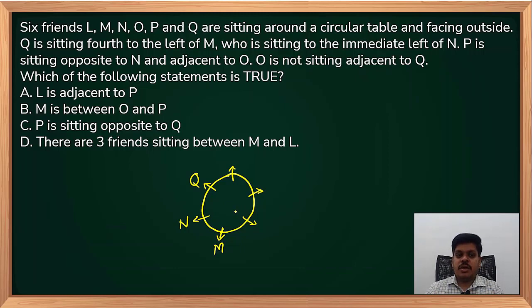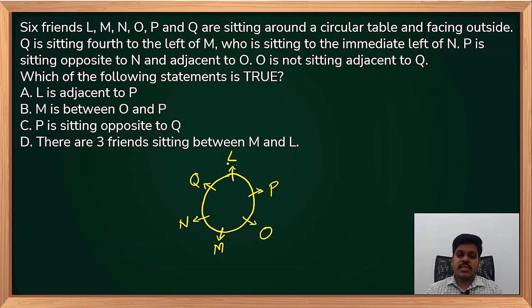Then P is sitting opposite to N and adjacent to O. Adjacent to O means O can be here and here, but in the next sentence it is given O is not sitting adjacent to Q. So O cannot be here, O must be here. So M, N, O, P, Q. So L must be here only. This is the arrangement. Then which of the following statements is true?